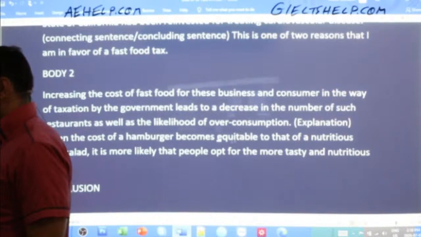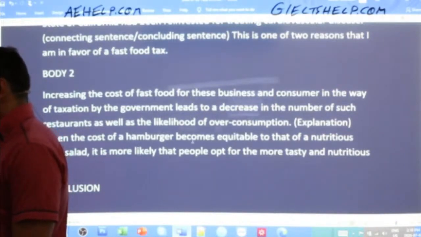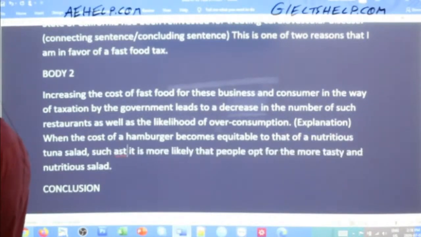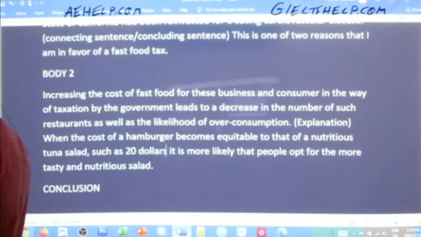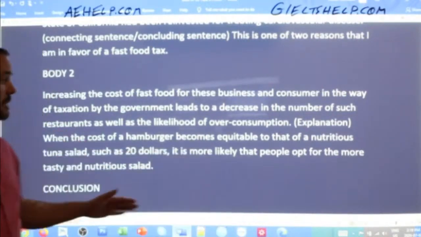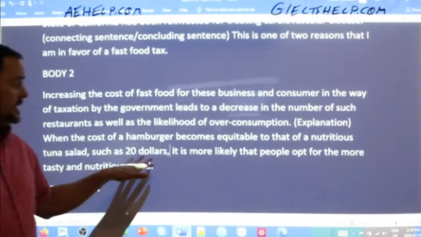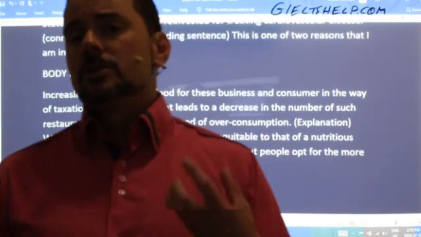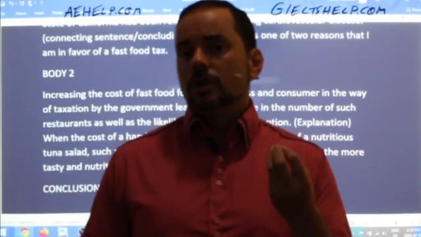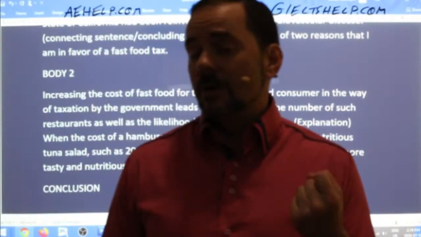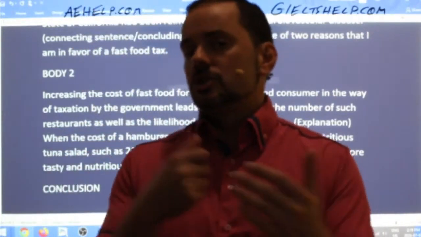Let's say it becomes expensive, right? So when the cost of a hamburger becomes equatable to that of a nutritious tuna salad, such as $20, why not put that quantitative information in there? It is more likely that people opt for the more tasty and nutritious salad. Right you are, and that really drives the point home. So that's one of the reasons you should really focus on quantitative information, that means numbers, in your speaking and writing, because it makes communication stronger. Okay?